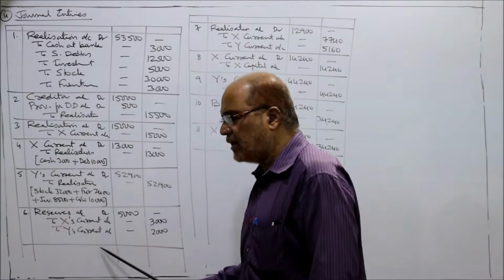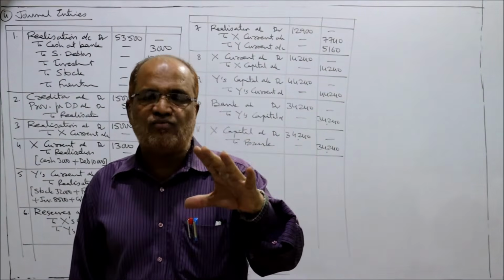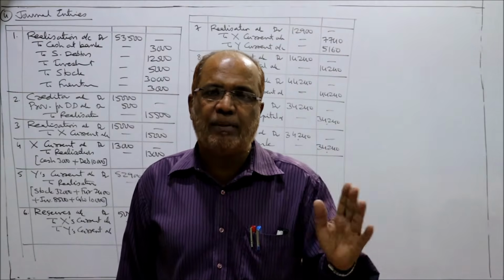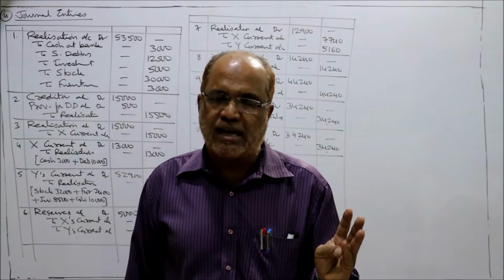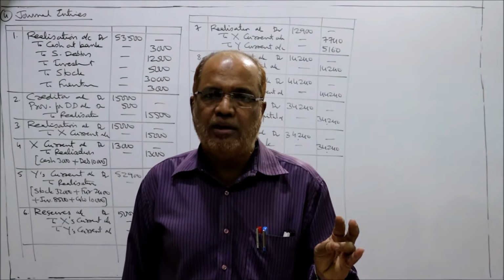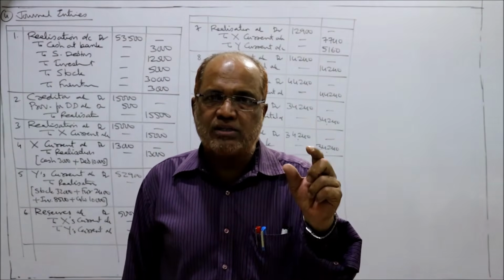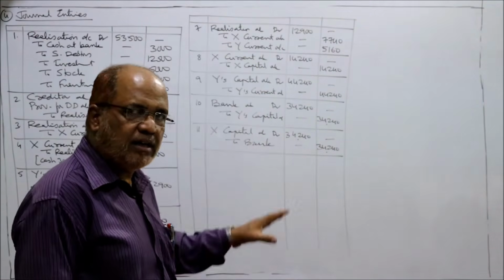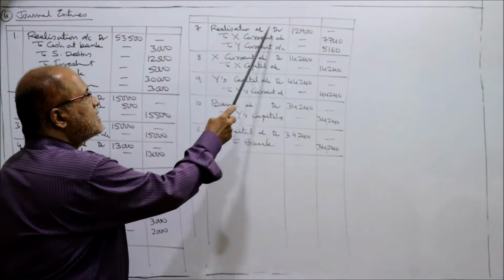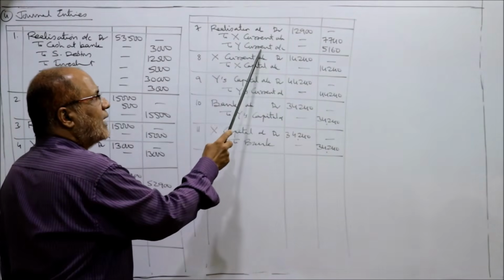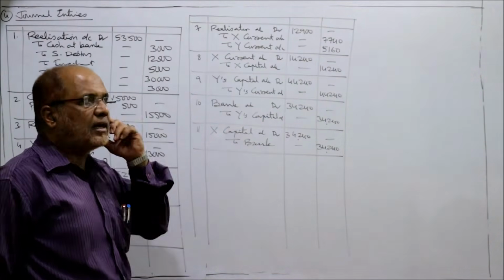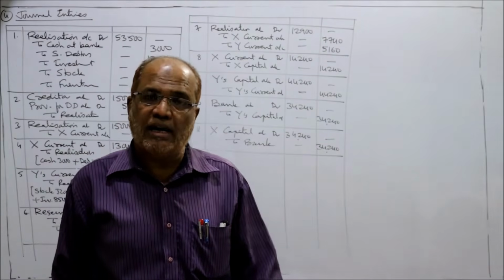After passing this entry, you should leave one page space for passing other entries, and we have to prepare the realization account, partners' capital accounts, current accounts and bank account. Because from time to time, when we come across the entry, we will pass the entry. But here I have already passed the realization account debit to X's current account and Y's current account. 12,900 will be the profit on realization.